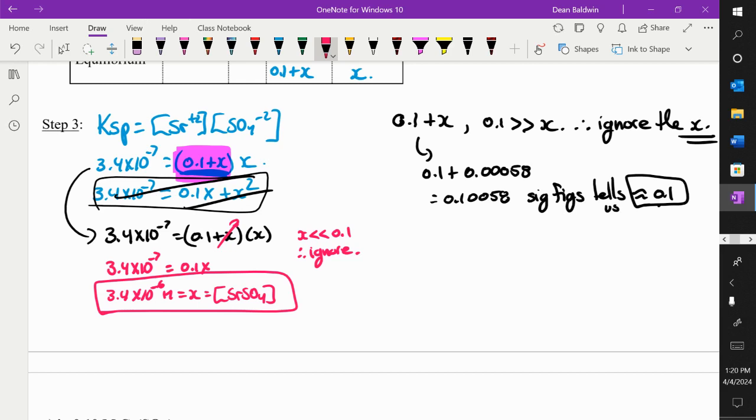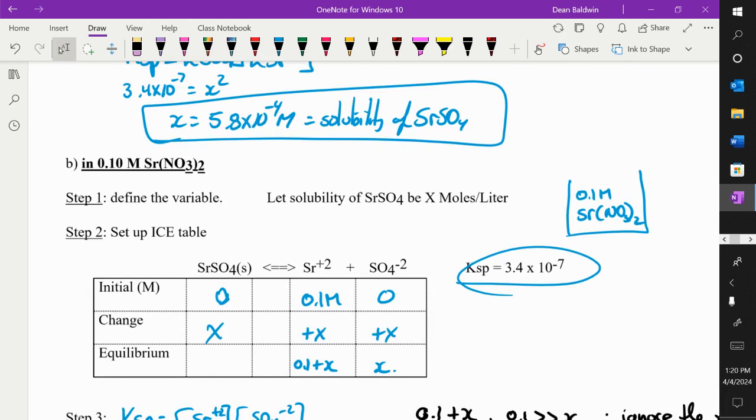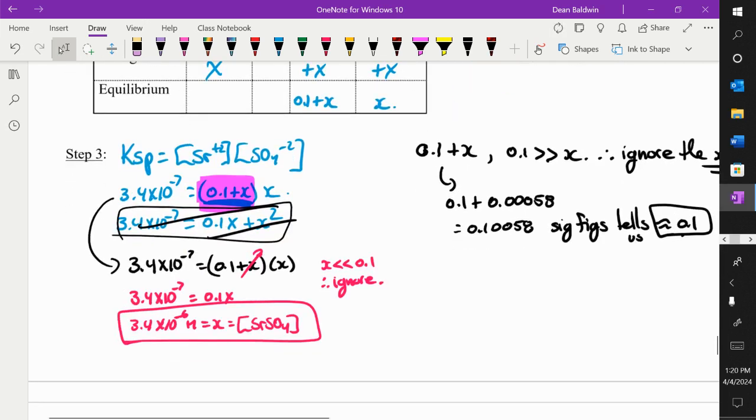Does that line up with what we predicted? Is that number bigger or smaller than the maximum amount? It's smaller, right? Because the maximum amount is 5.8 times 10 to the minus 4. And we just showed that if you have strontium already in there, it drops to 3.4 times 10 to the minus 6. So a smaller amount. Less can be dissolved in the solution.